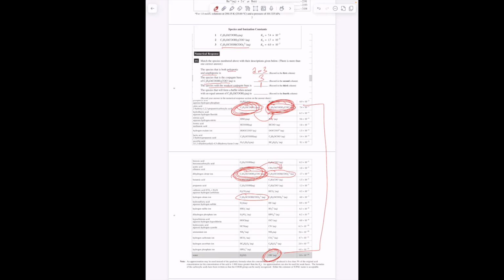Species that will form a buffer when mixed with an equal amount of C3H5. So, erase these. So this, when mixed with this, a buffer that differs by 1 proton, will create a buffer. So that and that will make a buffer. So it's this guy that would make our buffer. Okay, there's that question.